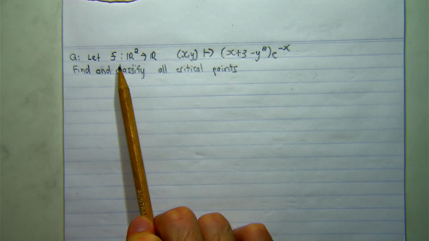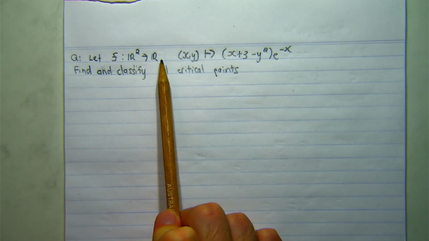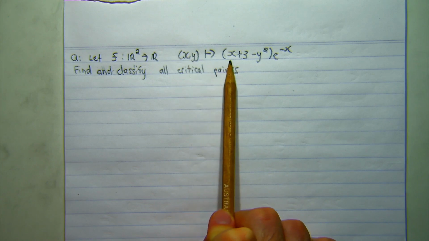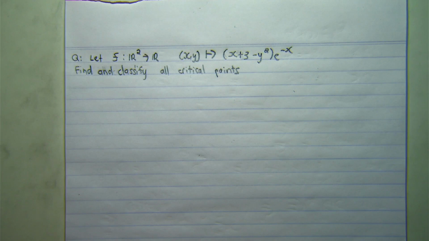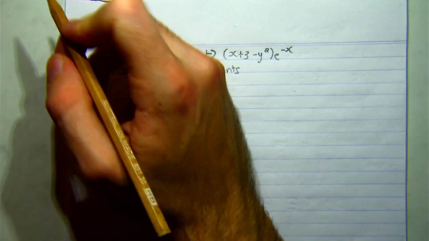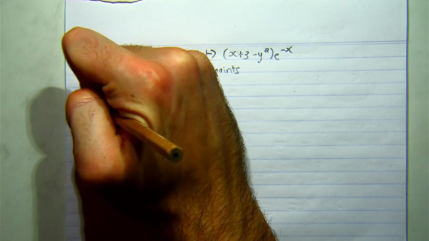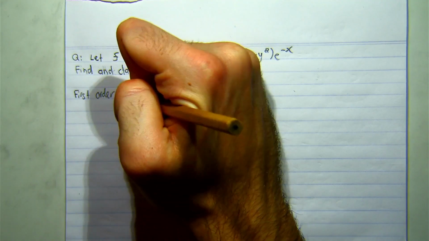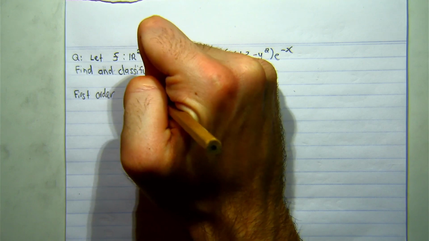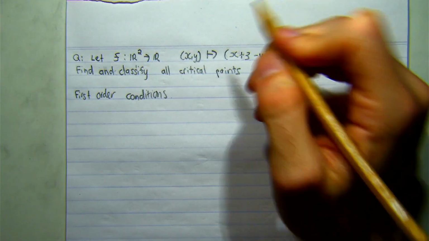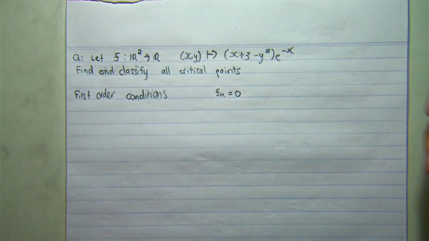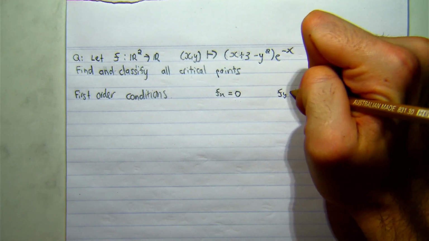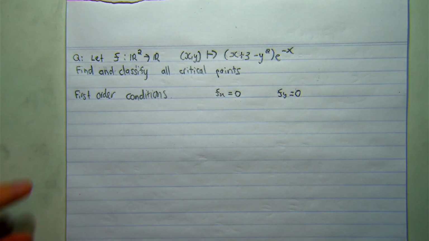Let f be a function that goes from R squared to R, and it maps things from (x, y) to (x + 3 - y squared) e to the minus x. That's our function, and we want to find and classify all of the critical points. So let's start off with our first order conditions. Our first order conditions are that the derivative with respect to x is equal to 0, and the derivative with respect to y is equal to 0.